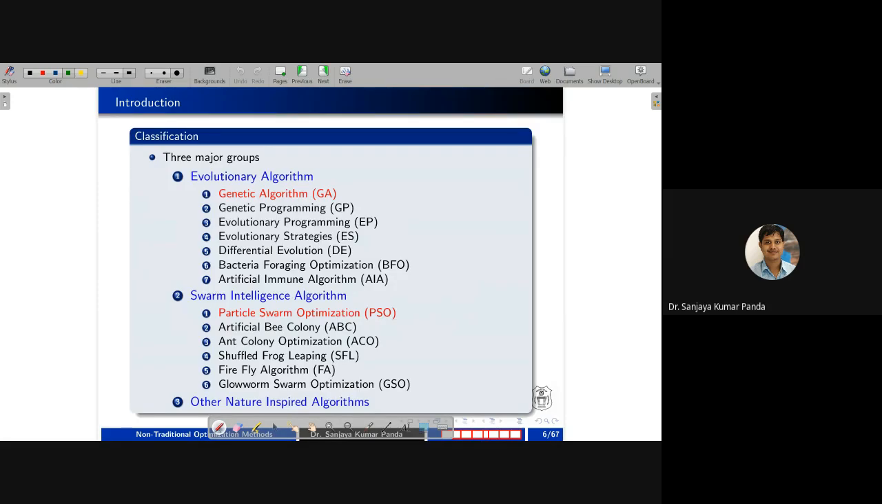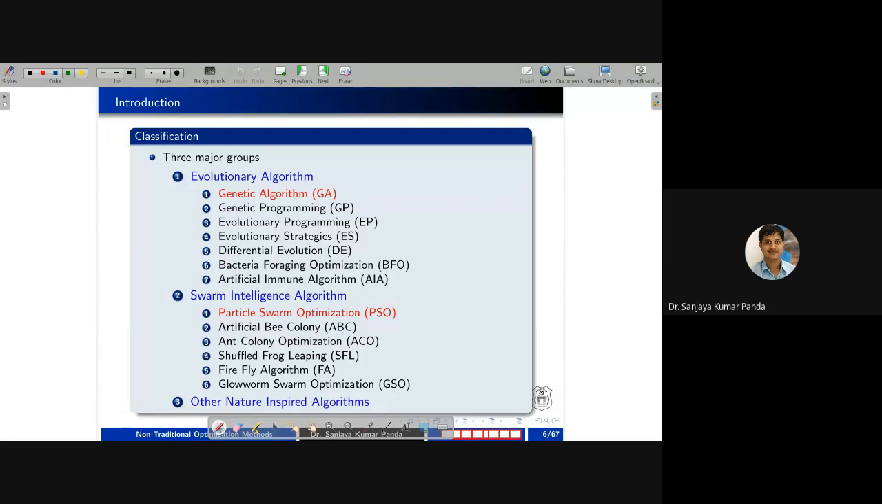Now, if you look into the major groups of these optimization algorithms, you will see that basically three different classes or groups have been divided here. One set is called evolutionary algorithms. Some examples are genetic algorithm, genetic programming, evolutionary strategies, differential evolution, bacteria foraging optimization, artificial immune algorithm. This is not the complete list. You can find a lot of algorithms in the literature, and day by day the number of algorithms is increasing exponentially.